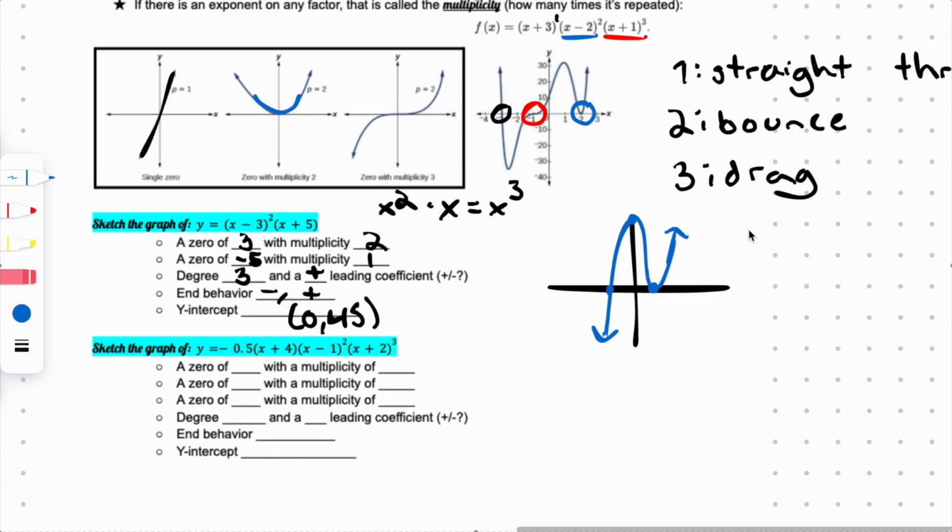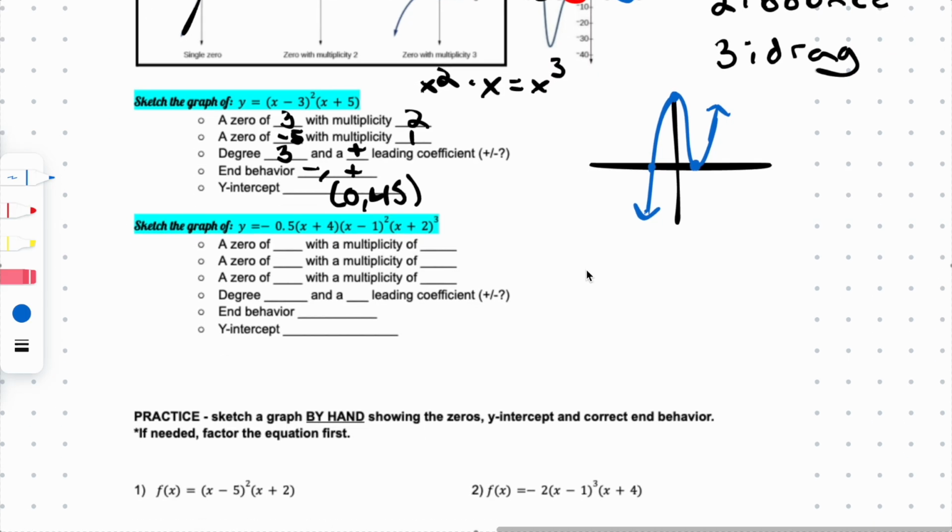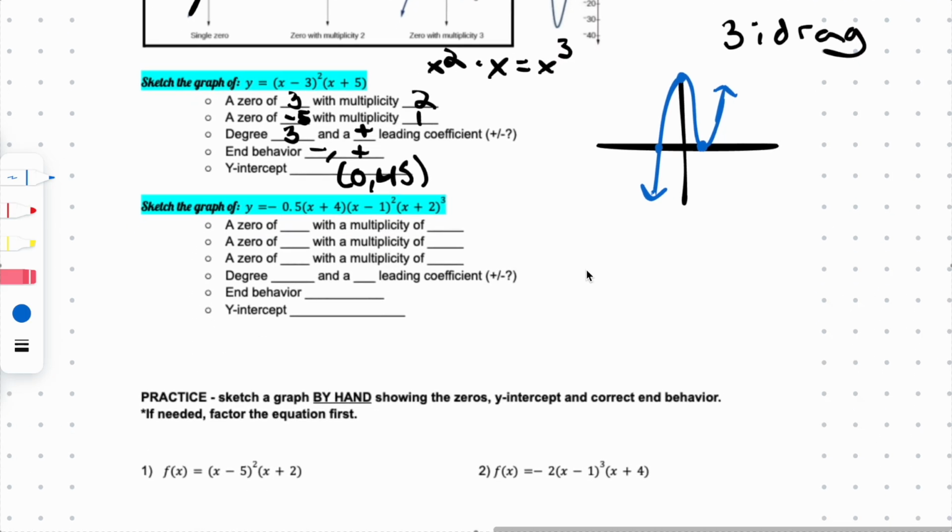From this, we can just get a rough idea of what this graph is going to look like. And it looks pretty complicated, but here we're able to sort of digest it somewhat easily.